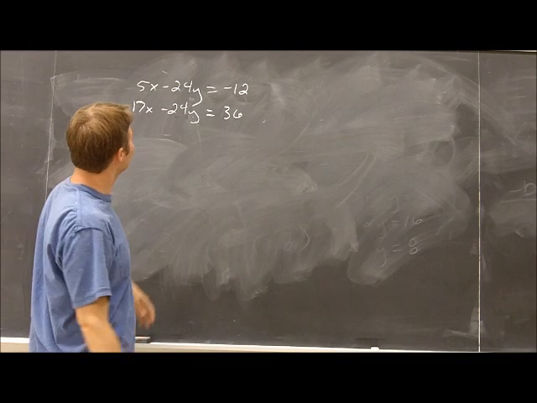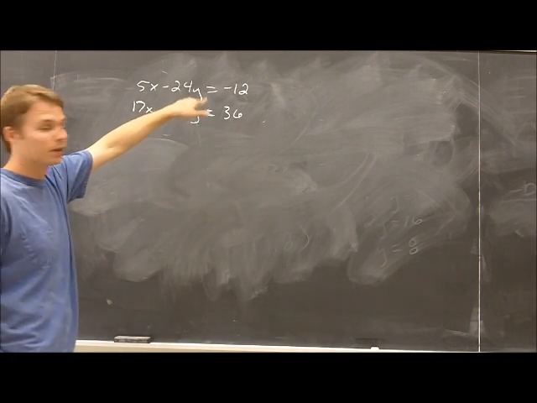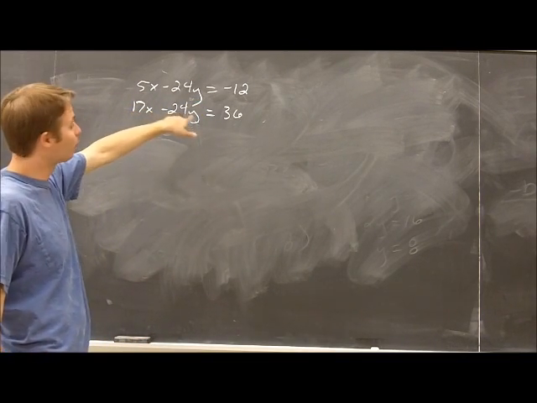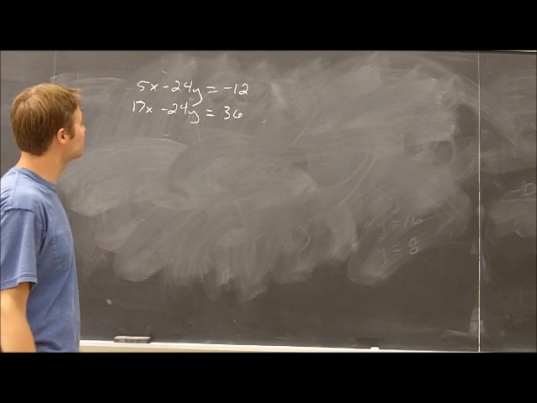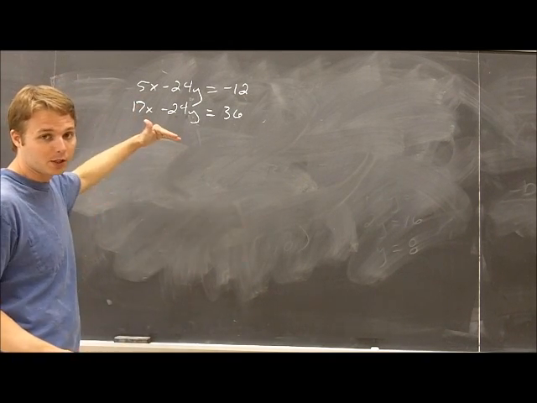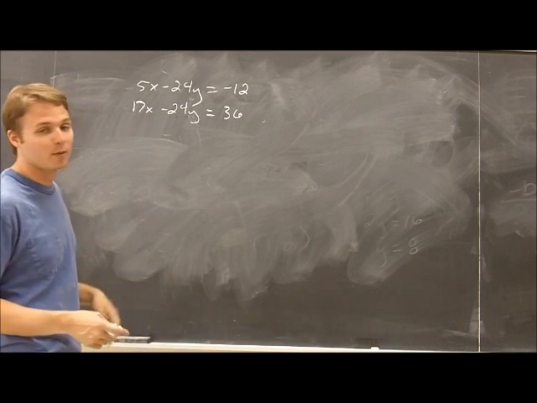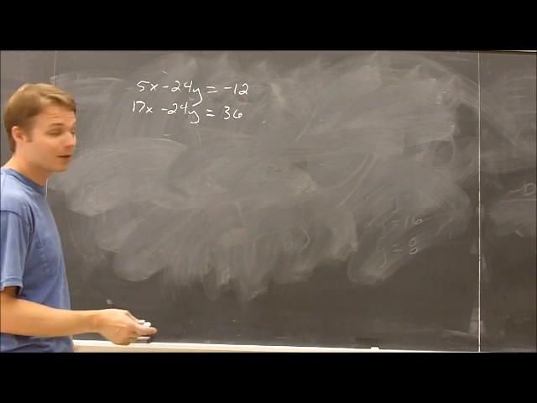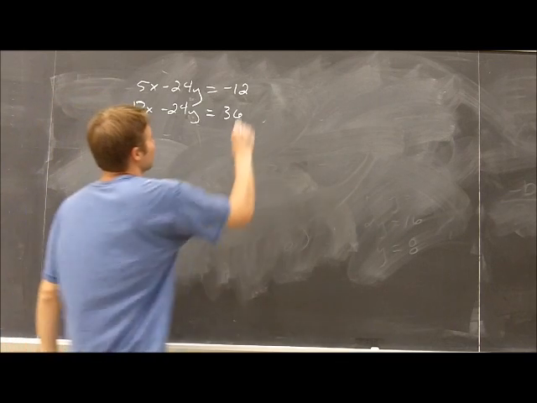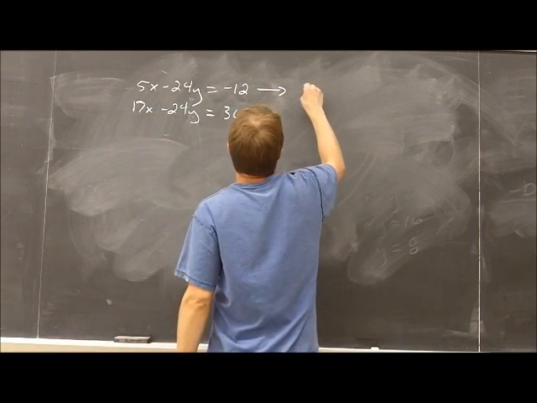Let's try another example. 5x minus 24y is equal to negative 12. 17x minus 24y is equal to 36. Again, we can take either equation, solve it for either variable. It doesn't matter which. Both of these, it looks like no matter which one we solve for which variable, we're probably going to end up with some fractions. So I'm just going to take the top equation and solve it for y.